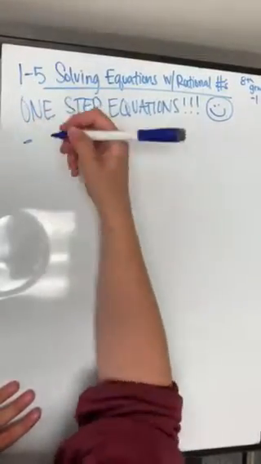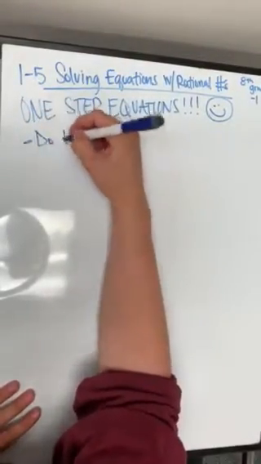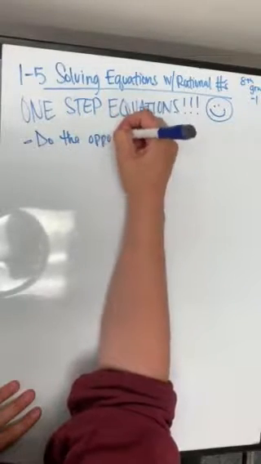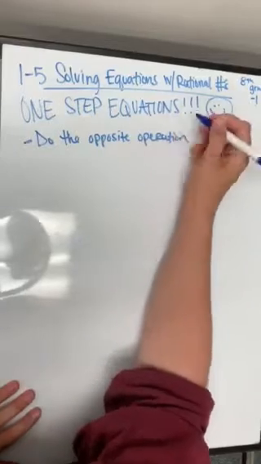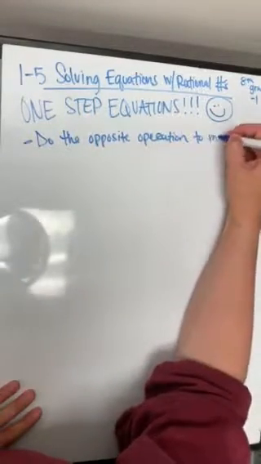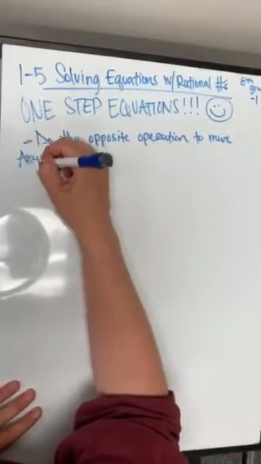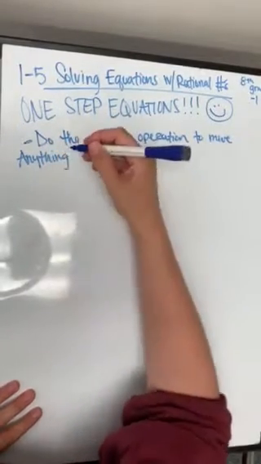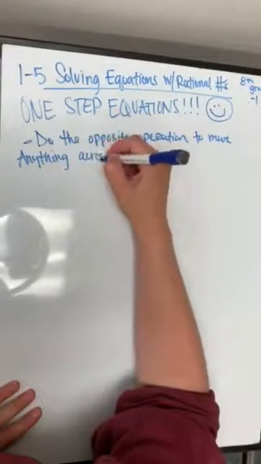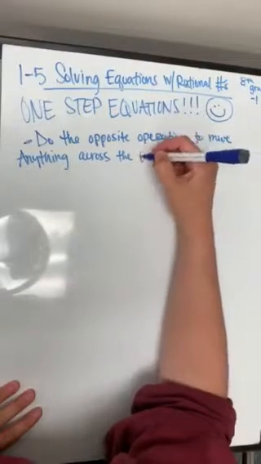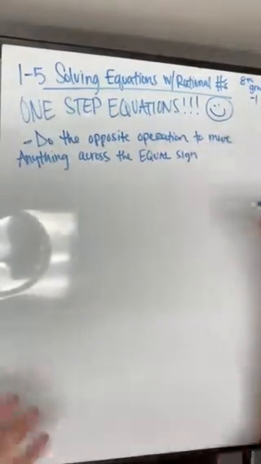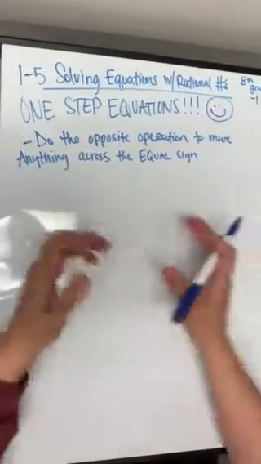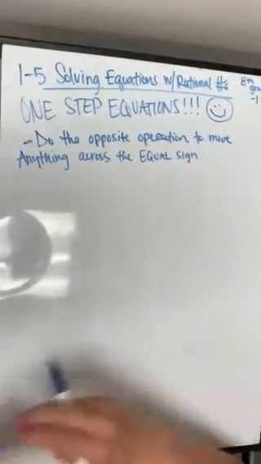Remember, we want to do the opposite operation to move anything across the equal sign. So if it's adding, we want to subtract. If it's timesing, we want to divide, and vice versa, okay?